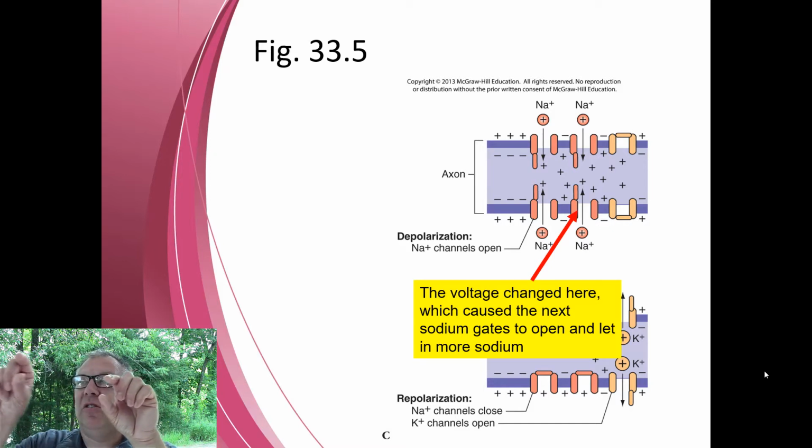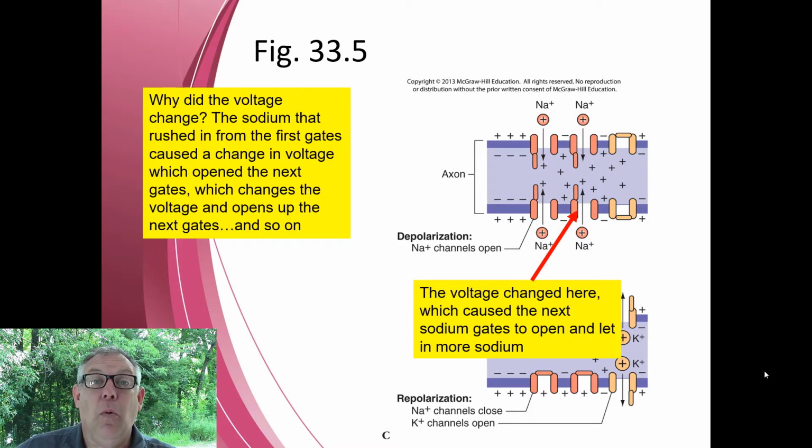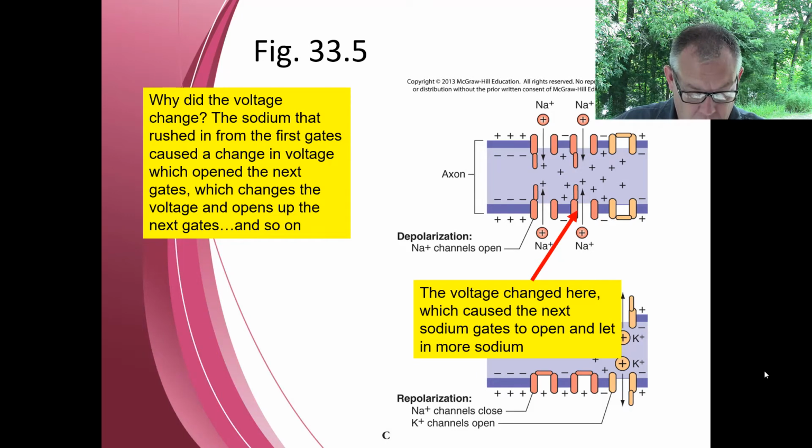And so that signal just moves down the axon because of this change in voltage and because these gates open in order from the dendrite down to the axon as that sodium rushes in. And now we've got a signal. It's being passed from one end to another. So again, why did the voltage change? Because sodium rushed in. And that caused a change that causes the next gates to open, so more sodium rushes in. Which causes the next gates to open, so more sodium rushes in.